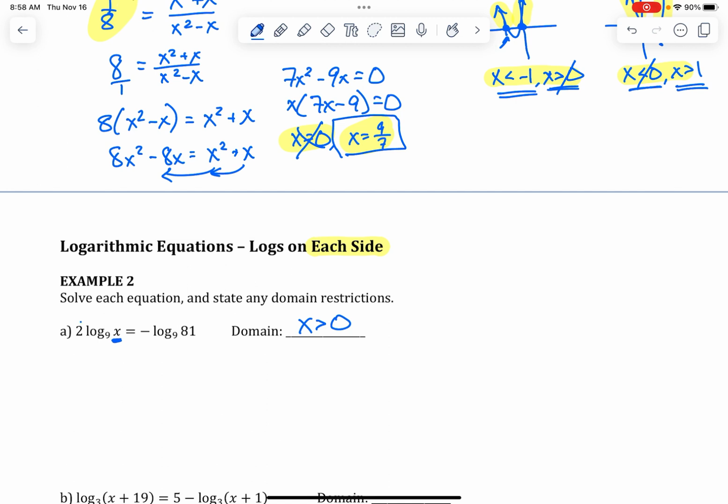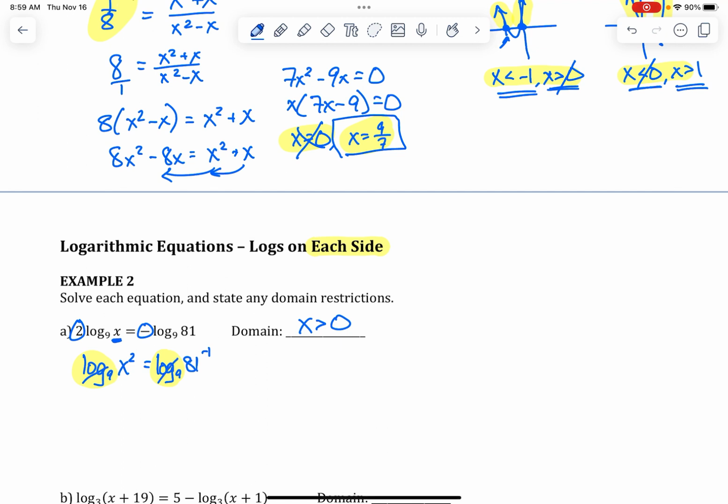And I'm going to use my properties, and I'm going to have a 2 there, so I'm going to make log base 9 of x squared. And think of the negative as a negative 1, so log base 9 of 81 to the negative 1. Now you could write that 81 to the negative 1 as 1 over 81, which we'll do in a second, but the key is that since we have two sides of the equation with the same log base, through the properties of logs, we can effectively cancel them out.